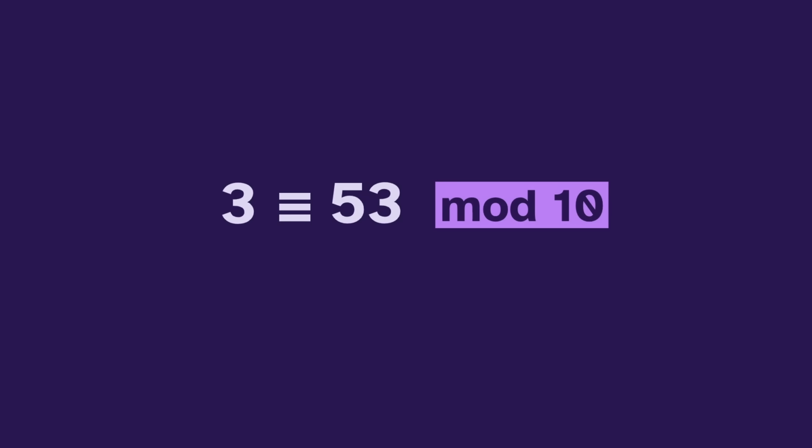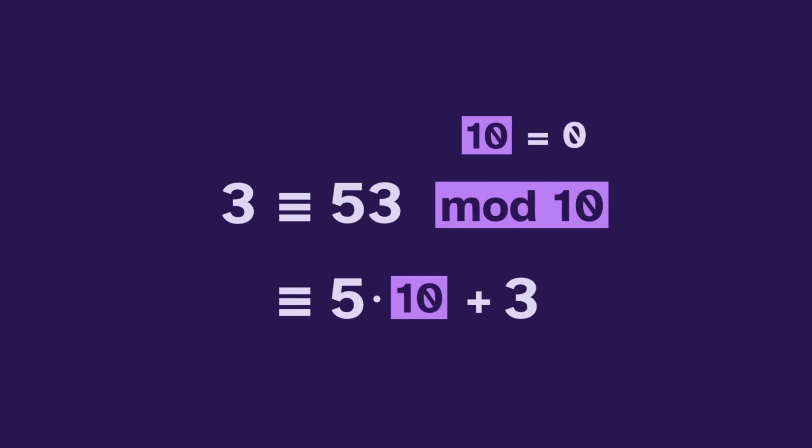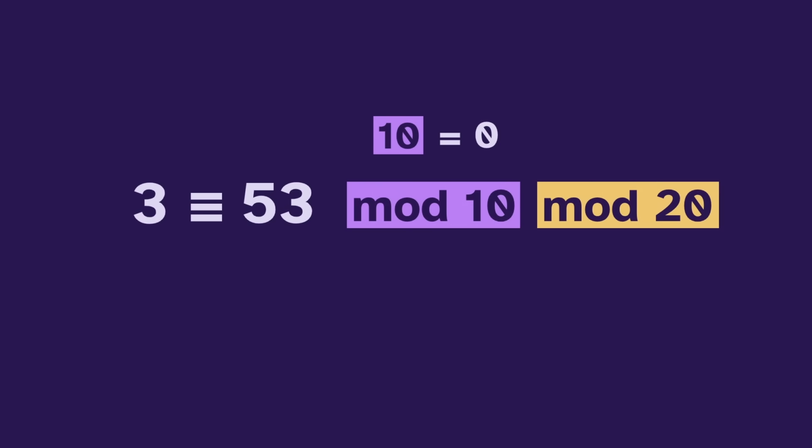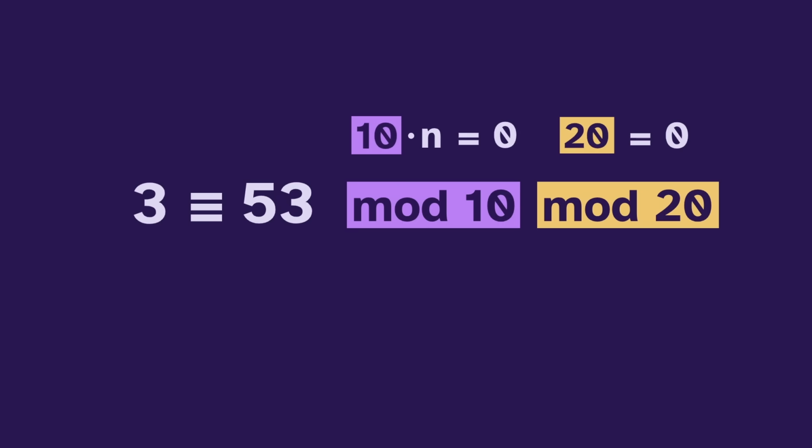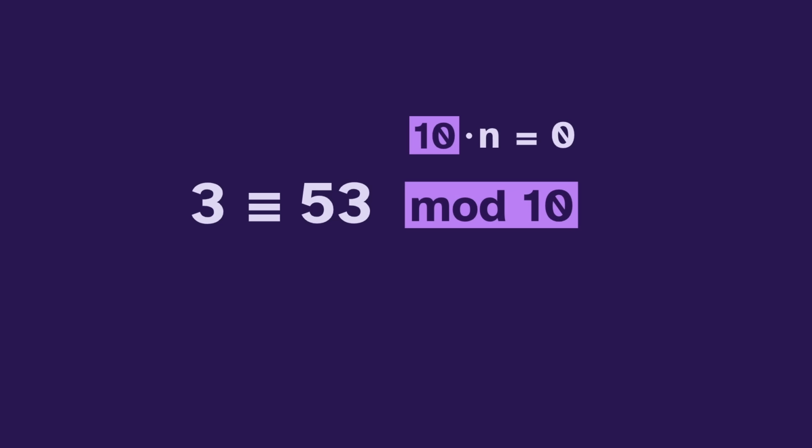3 is 53 mod 10. Mod 10 essentially means that 10 equals 0. So 53 is 5 times 10 plus 3, and 10 is 0, so the 5 disappears, and we're left with just 3. We can make this double modular arithmetic by applying mod 20. So then 20 is also equal to 0. But hello, that was already true. If 10 is 0, then any multiple of 10 is 0. This mod 20 is redundant, just like my next sentence. We can remove the mod 20 and nothing changes.